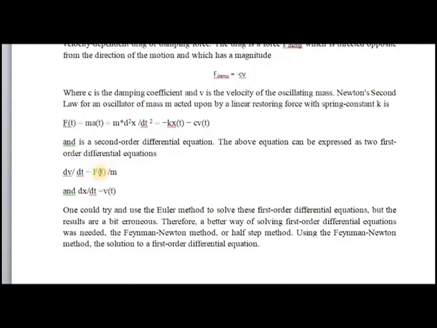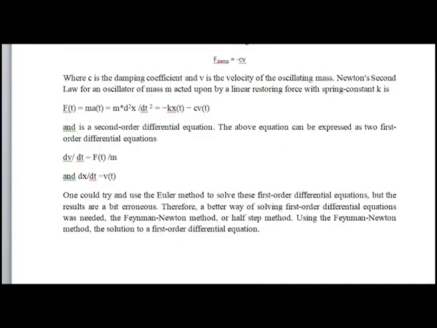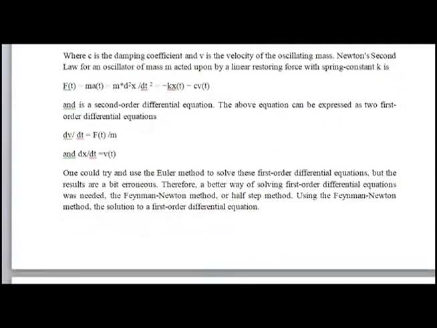In the usual form, force by mass is equal to acceleration, which is dv by dt, and velocity is dx by dt, and this is how you solve it using the Euler method. These are the Euler method forms, writing the acceleration and velocity in terms of their derivatives. Okay, so we are trying for a better way which gives better results by avoiding the errors, and this is the Feynman-Newton method.